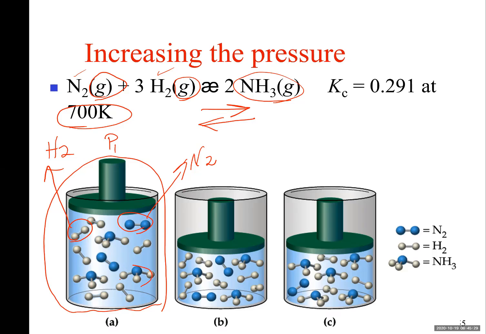Why? You see you have NH3. These are NH3. And you have unreacted nitrogen, and you have unreacted hydrogen. So in an equilibrium reaction, you have a mixture of reactant and product.